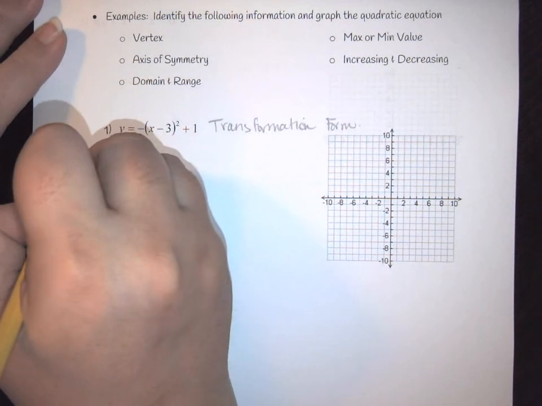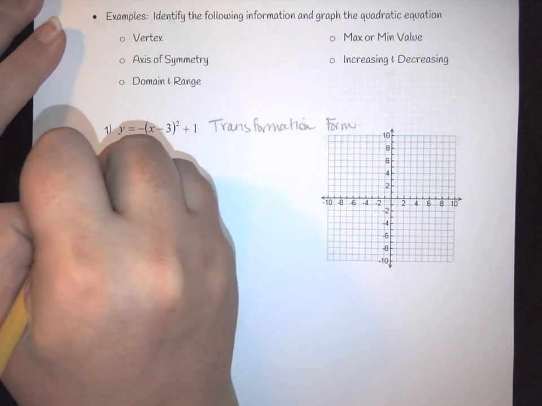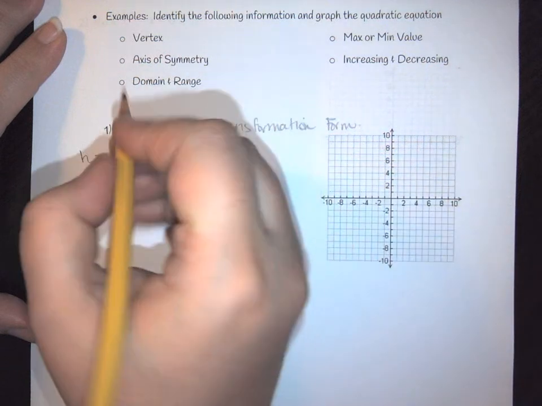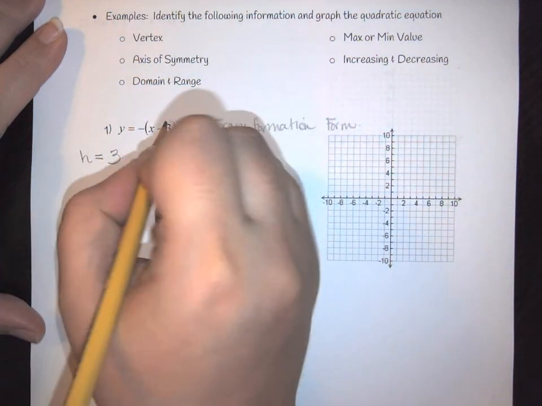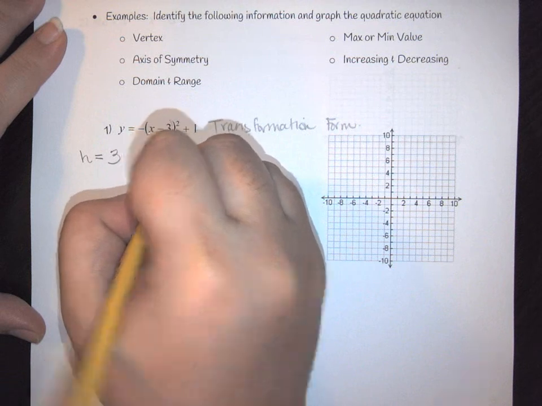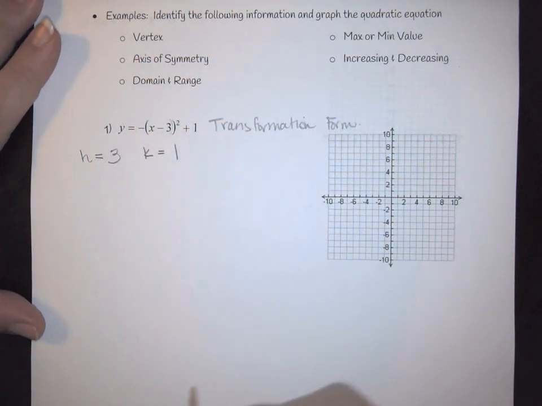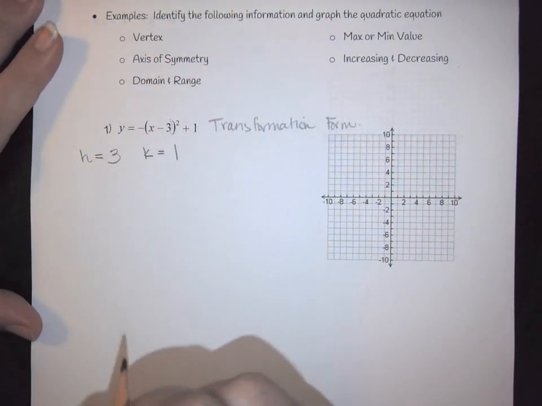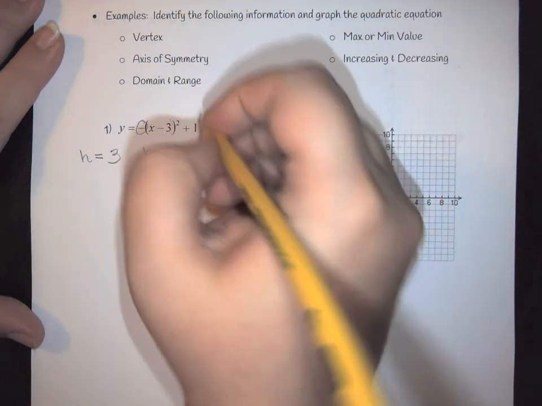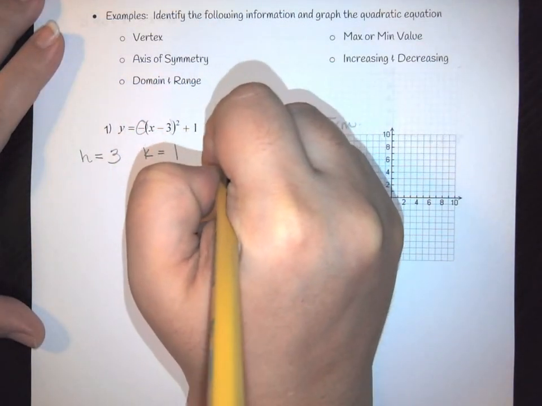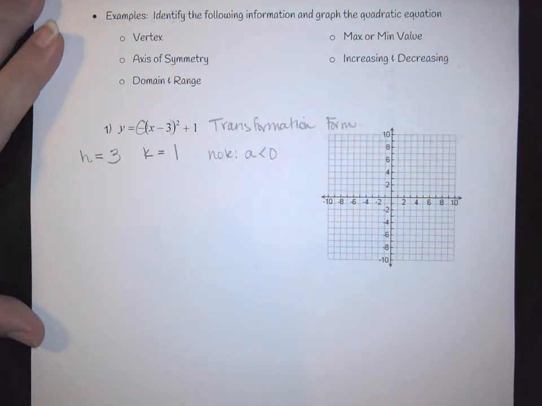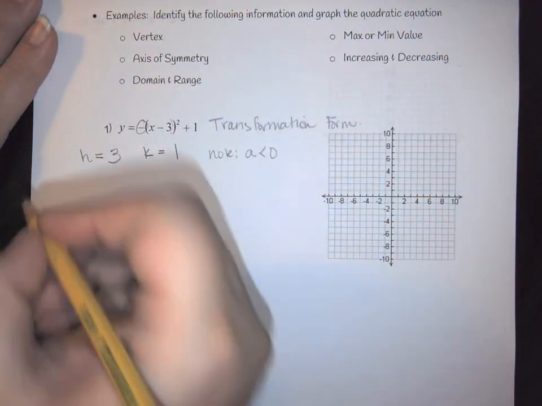So first and foremost, I have an h value. So here my h is going to be 3. And I have a k value, which is going to be 1. Once I identified those pieces of information, the only other thing I have to look at is the sign of the a term. And in this case, I want to note that my a is less than 0. So with that, we can start identifying.